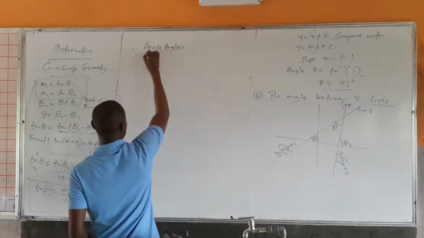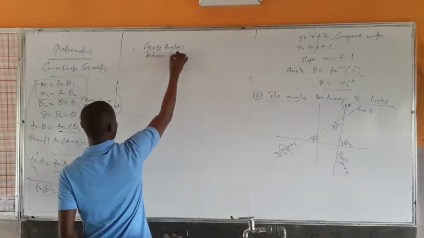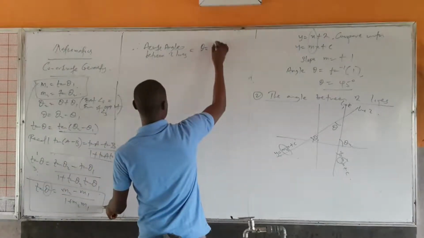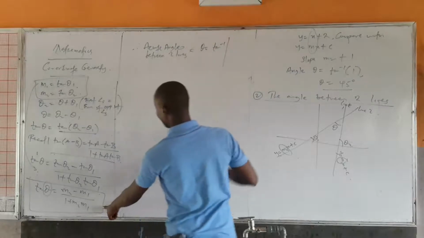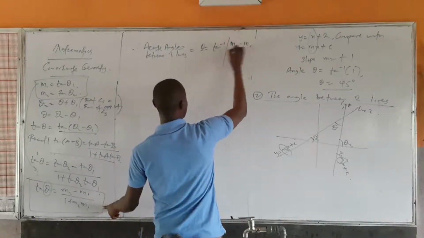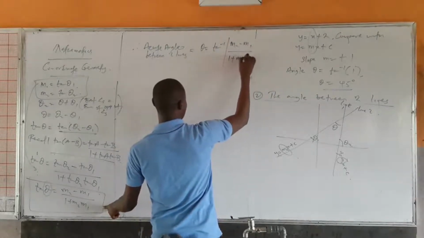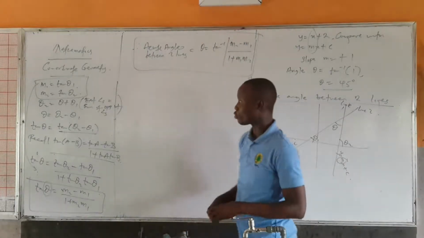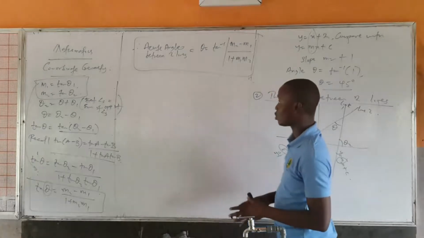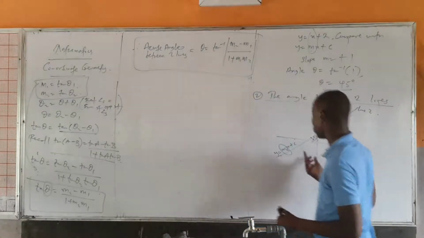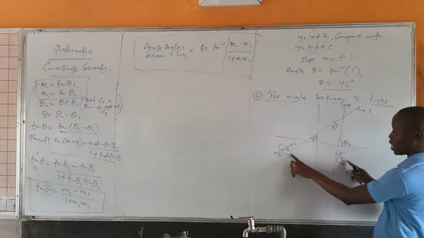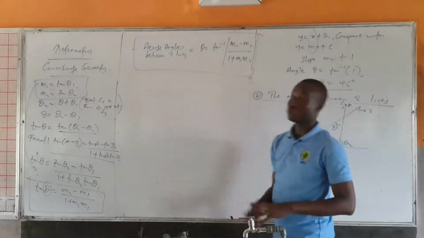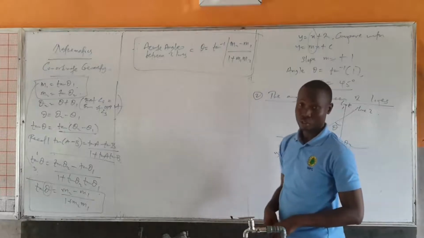The acute angle between the two lines will be theta equal to arctangent of the absolute value of m2 minus m1 over 1 plus m1 m2. So this is the angle between two lines. If you are told to find the acute angle between the two lines, all you need to do is to get the slope of the two lines. Remember I told you here that once you know the slope of the two lines, then you can get the acute angle between the two lines by simply using what we have on the board.